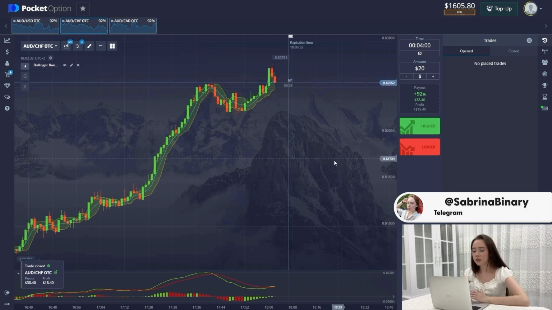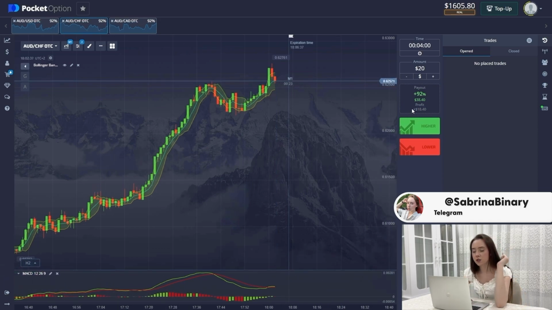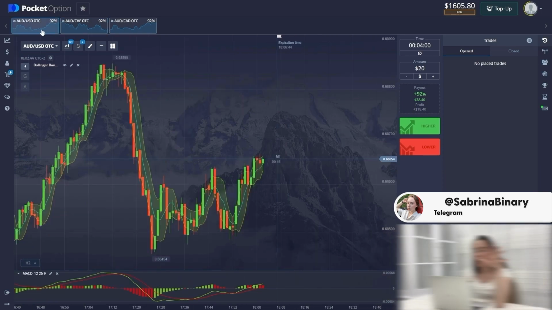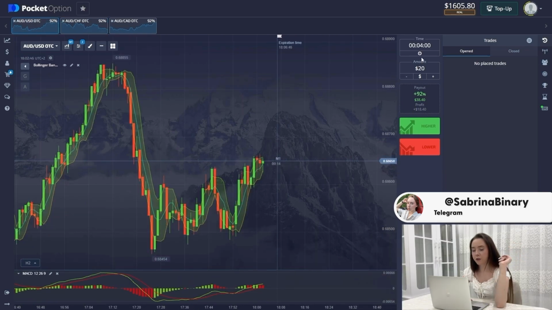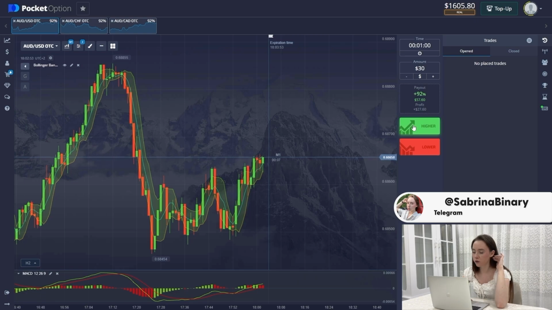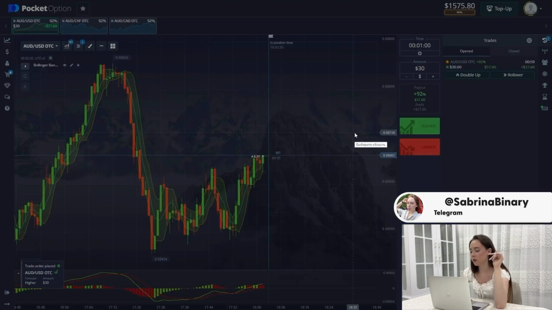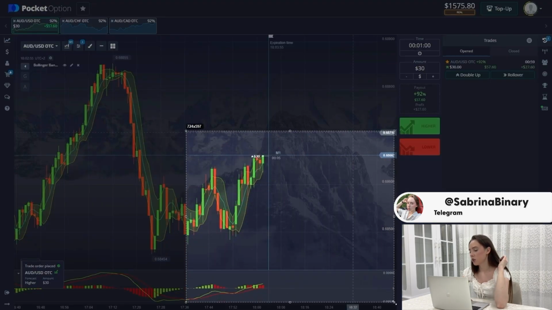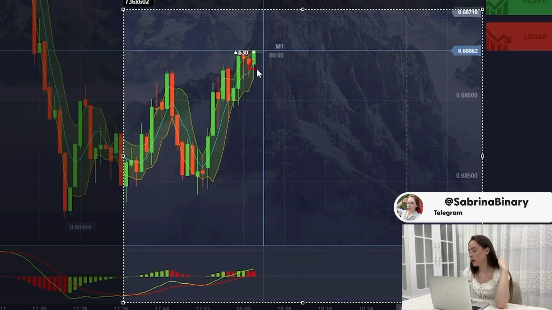Well guys, another trade has closed in plus, and we're moving to our last trade for today. Oh, that's a cool currency pair, but first I want to decrease the time frame and also increase the trade amount to $30. So of course I'm going to open an up trade.